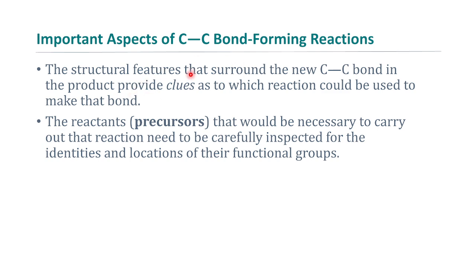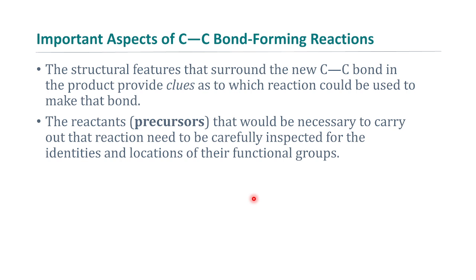So the structural features that surround new carbon-carbon bonds in the product are going to provide clues to which reaction can be used to make that bond. The reactants, when we're doing this retrosynthetically, we typically call precursors. They're the things before what we want. They would be necessary to carry out that reaction, and they're going to need to be carefully inspected for identities and locations of their functional groups.